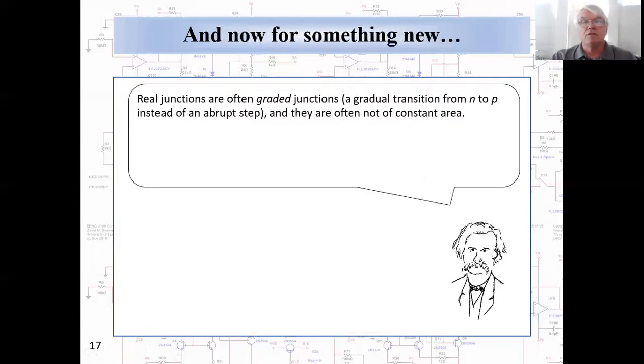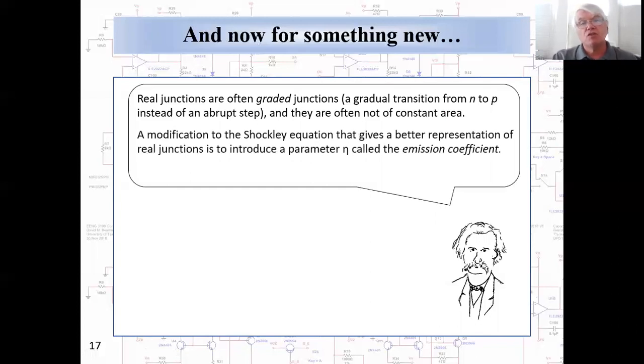So real junctions are often graded junctions in which there's a gradual transition from N to P instead of an abrupt step, and they're often not of constant area. So the geometry that we had assumed is not totally realistic.